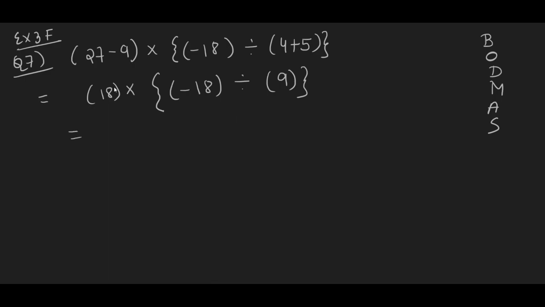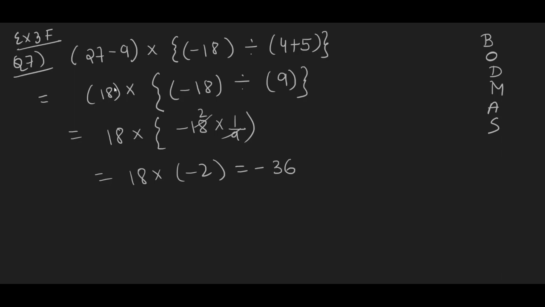Now after this children, 18 into minus 18 divided by 9, it will become minus 18 by 9. So 9 2s are 18, so it is minus 2. Now 18 into minus 2 will come out to be minus 36.